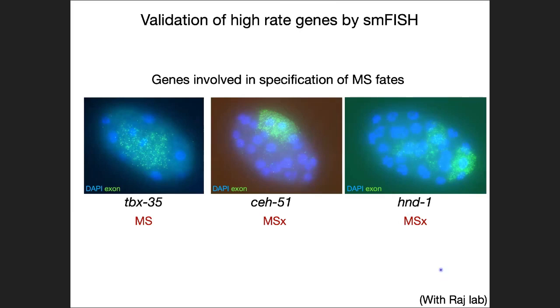And so we did some single molecule RNA FISH, again taking advantage of Arjun's lab and their expertise and their microscopes. And these are some examples. You can see really high spot counts for these genes, like TBX35 or C51, which are all conserved transcription factors, as well as being expressed at very high levels. They're involved in different lineages' state specification.